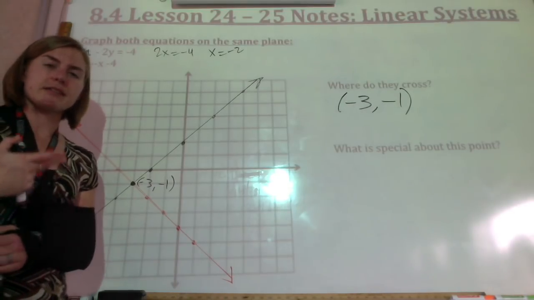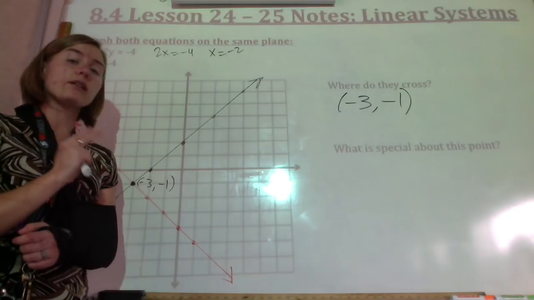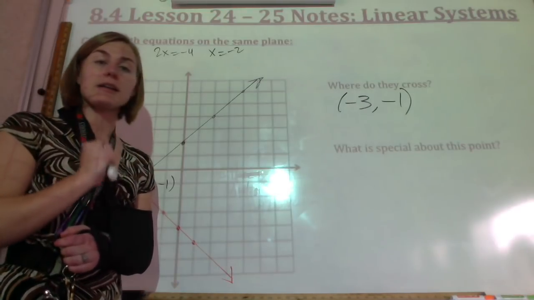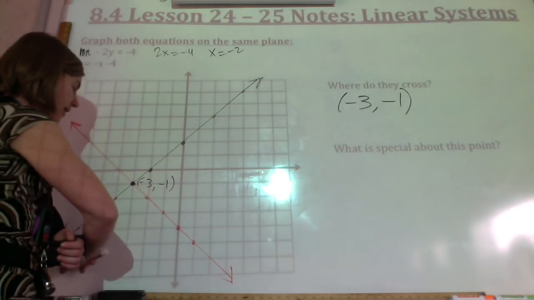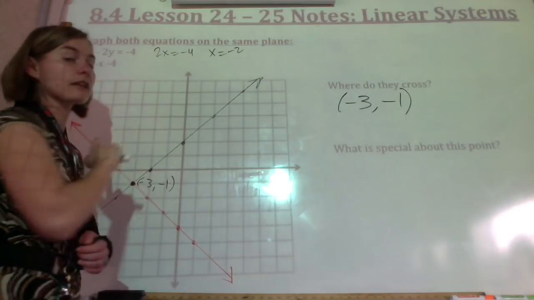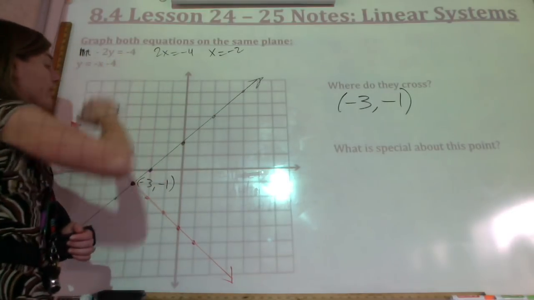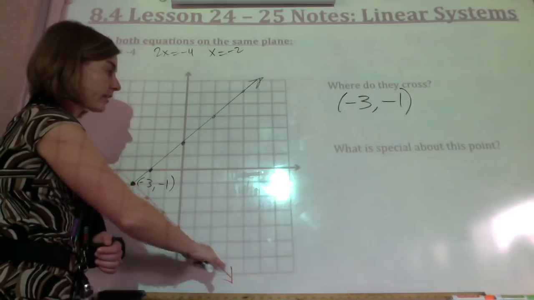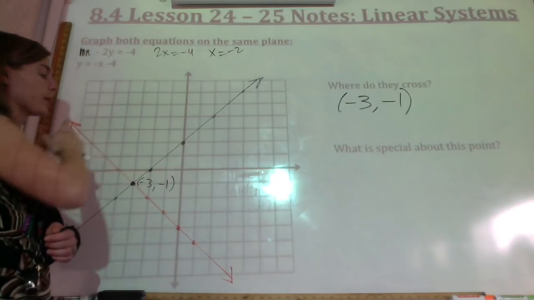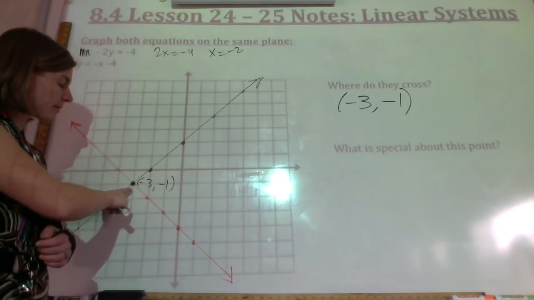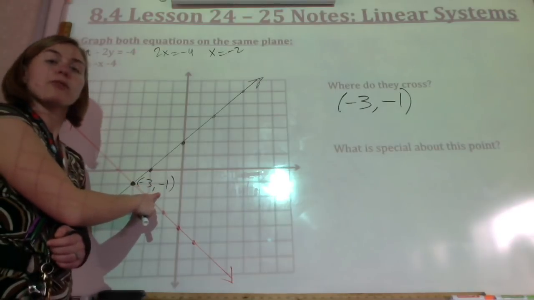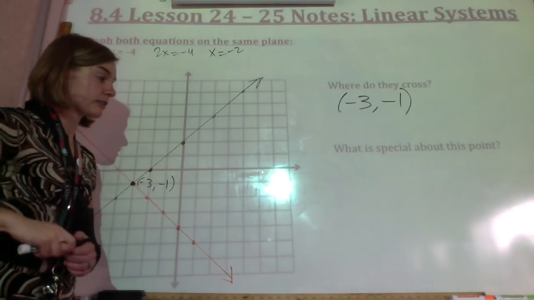Well, if we remember back to thinking that every single point along a line is a solution to that equation, so everything along the black line is a solution to the first equation, and everything along the red line is a solution to the second equation, maybe where it crosses is a solution to both equations. Let's check it out. Let's see if that's true.